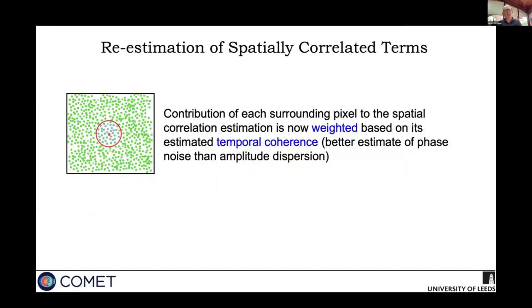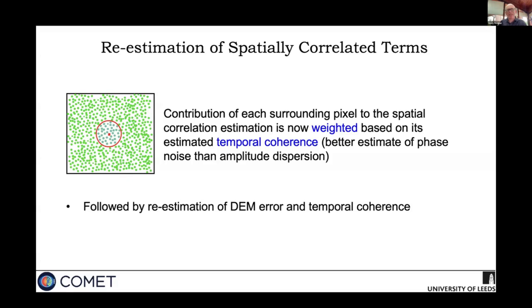Okay, and then there is an iteration, because when you do this initial filtering in space, so the averaging of pixels near your pixel of interest that you want to test, then you don't actually know which pixels are good ones and which ones aren't. But having done it once, you've got a better idea. So you can then use this estimate of phase noise to weight those pixels, so you can get a better estimate of the spatially correlated phase. And then you do the same thing again, right? So you can iterate around several times to end up with a better estimate of DEM error and temporal coherence, which is the phase noise throughout the time series.